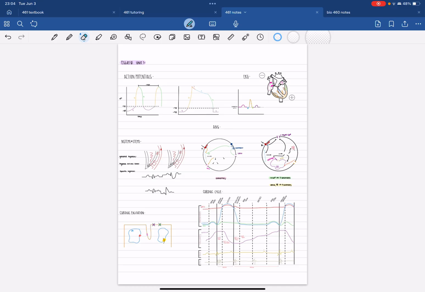Today we're going to be talking about the cardiovascular system, and we've got a lot to talk about, but it's going to be awesome, so let's get into it.